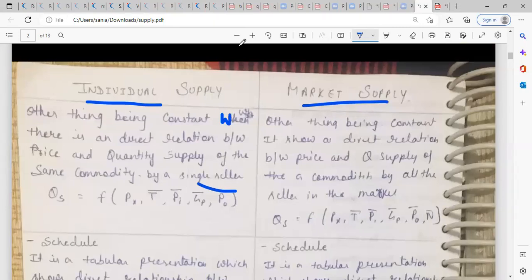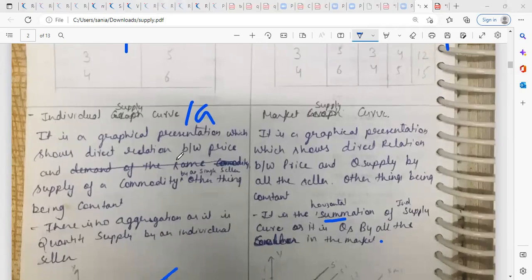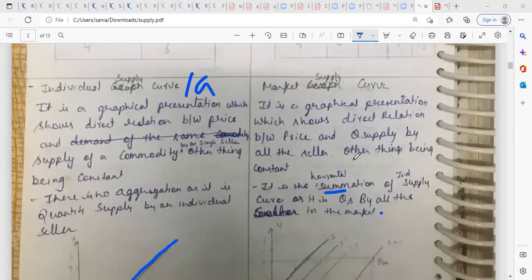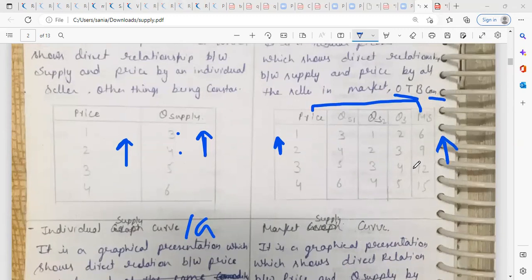Ma'am, in the presentation, it is not necessary that price and market supply should be equal? No, it's not equal. Nothing like that. It can be different, but the only thing is the relationship. That if price is increasing, market supply should be increasing. That's it. Okay? Okay, ma'am. It can be 4, 5, 6, 7. It can be 6, 7, 8, whatever it is. But remember, it should always increase.